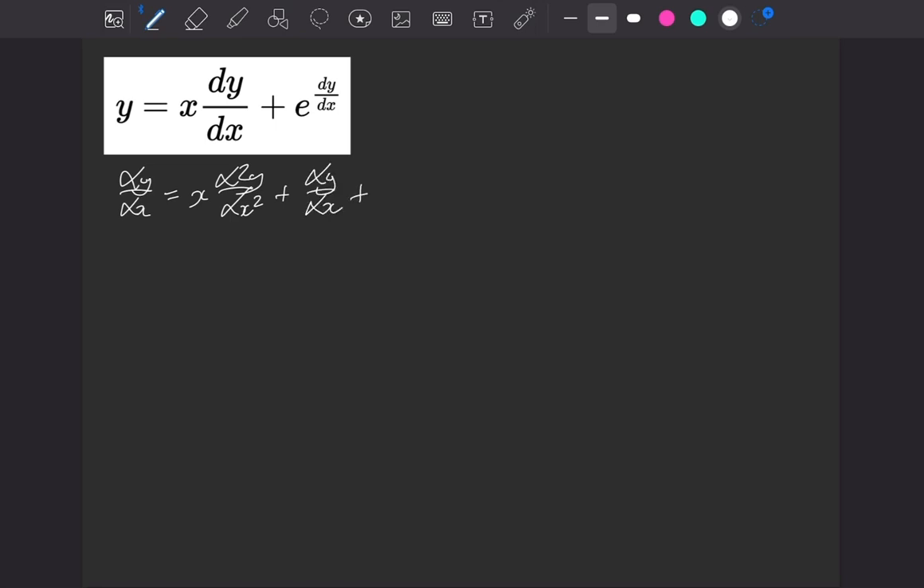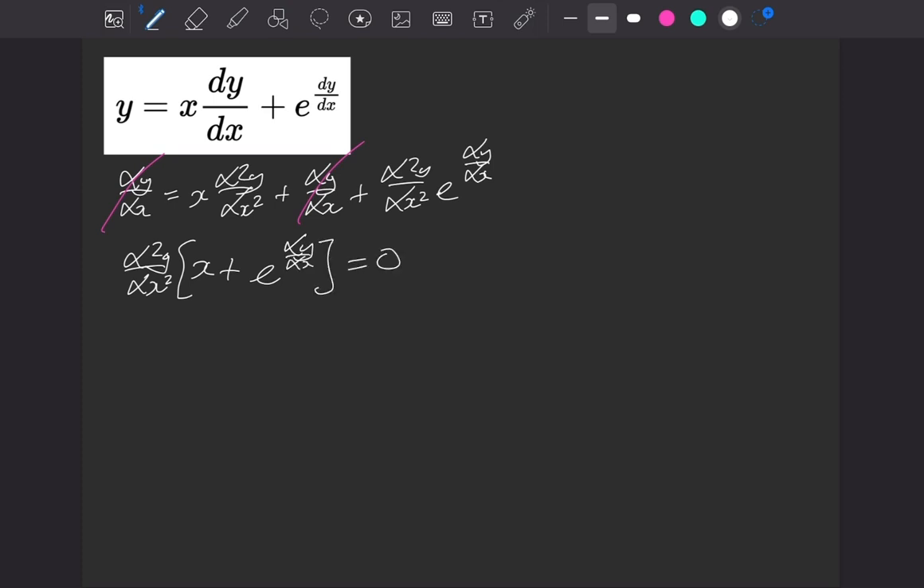The exponential term then, we'll differentiate the power and bring that to the front. So d²y/dx², and then we'll rewrite the original thing, e to the power dy/dx. First thing to notice, the two dy/dx's will cancel out with each other. Lovely. And then every other term has a second derivative of y in there, so we can factorise that out. We'll have d²y/dx² multiplied by (x + e^(dy/dx)), and that whole thing equals 0.